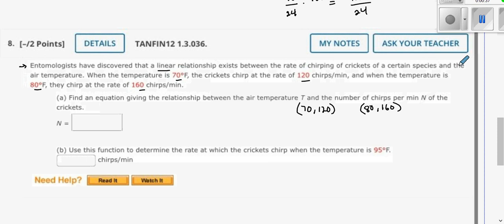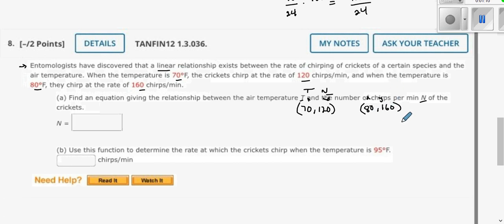And basically the question is, write an equation, right? So instead of x and y, instead of an x and a y, we have a t and an n, right? T for temperature, n for number of, well, n, it says chirps per minute. There we go. So t and n. But that's really not important for the moment. I just want to treat these like an x and a y because I know that I can figure out an equation from this information.